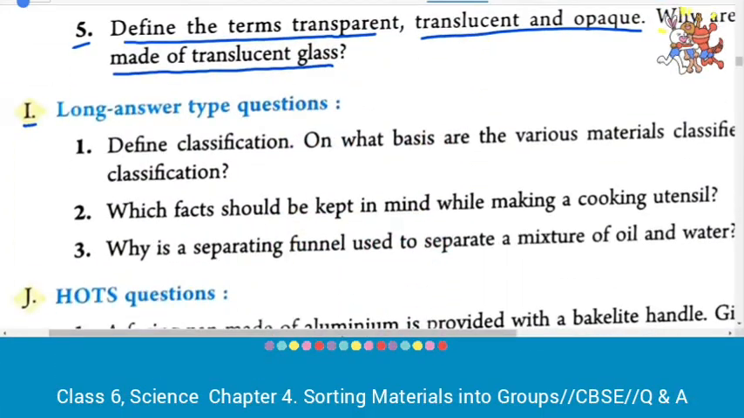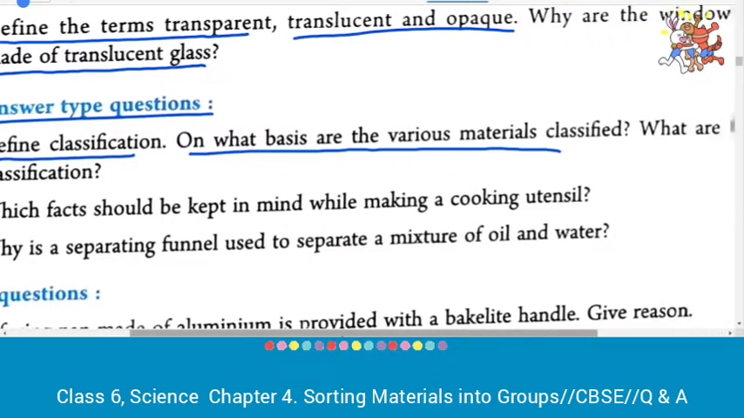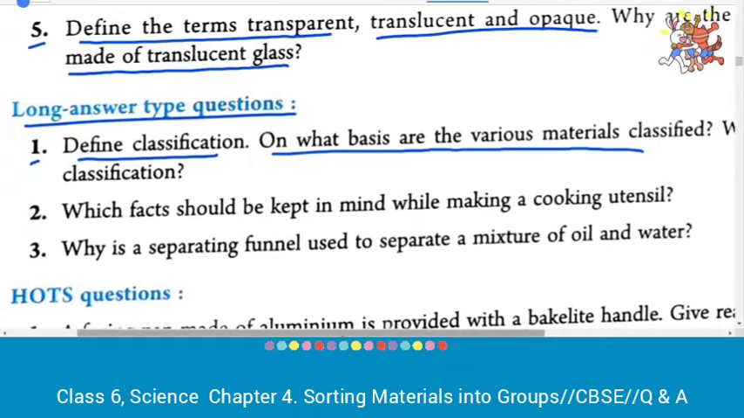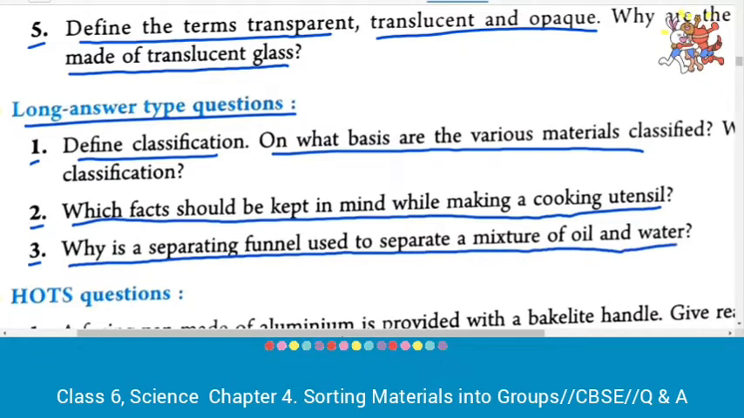Section I, long answer type questions. First question: define classification. On what basis are the various materials classified? What are the two advantages of classification? Second, which facts should be kept in mind while making a cooking utensil? Third, why is a separating funnel used to separate a mixture of oil and water?